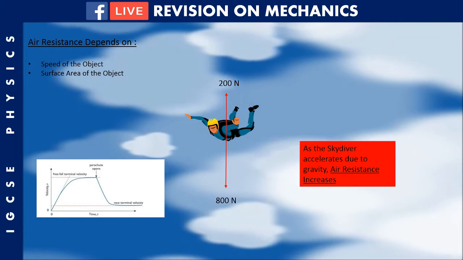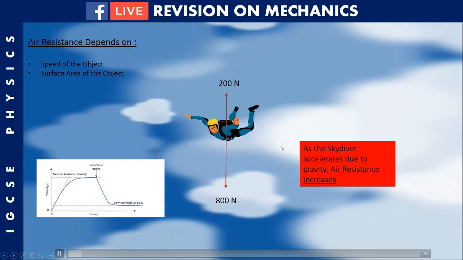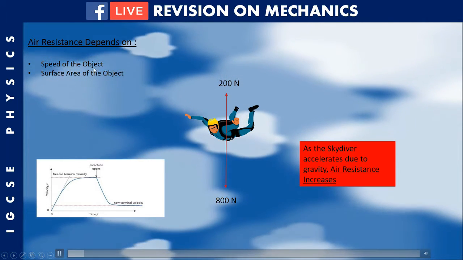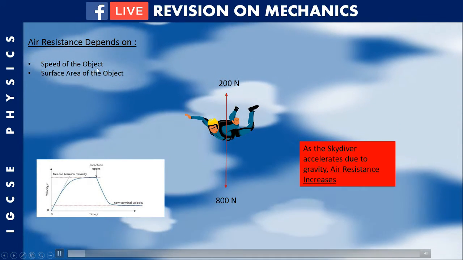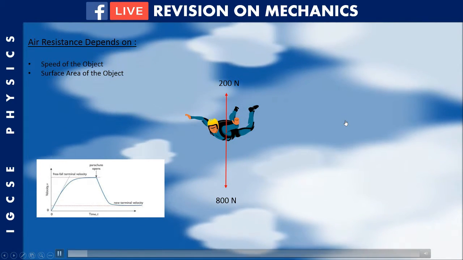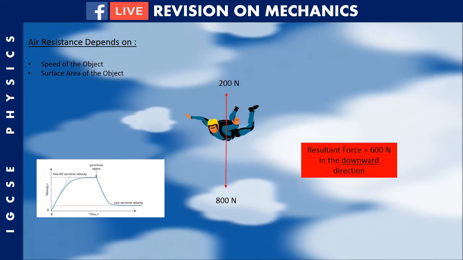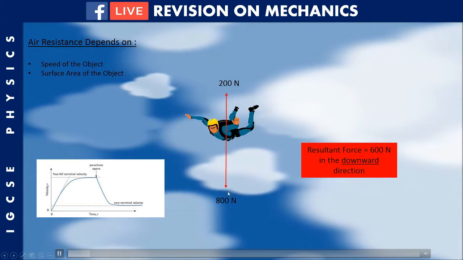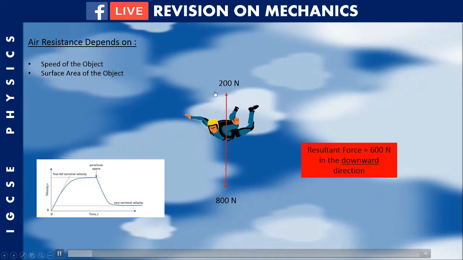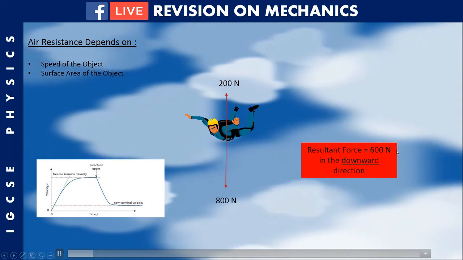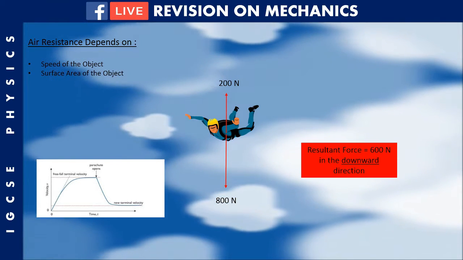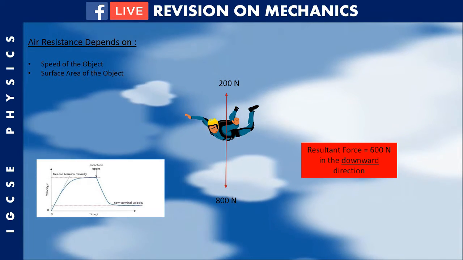Air resistance will increase because you can see here that one of the factors that air resistance depends on is the speed of the object. If the speed of this person increases, the air resistance will also increase. Great. So you can see that the weight is 800 Newton and the air resistance above is 200 Newton. So we have a resultant force of 600 Newton in the downward direction. Still we have a resultant force.